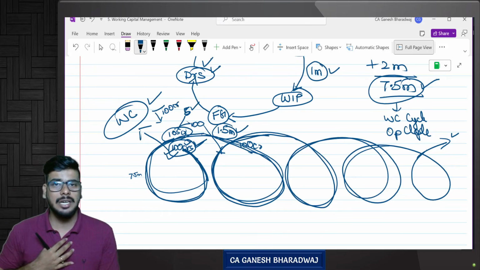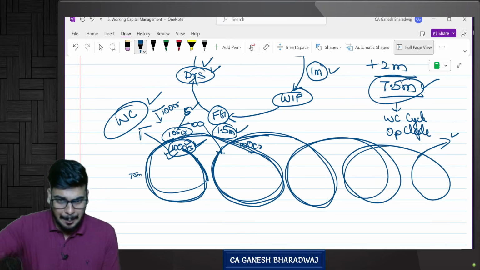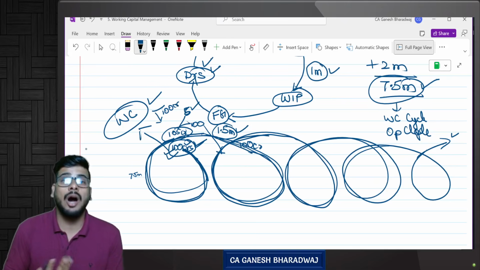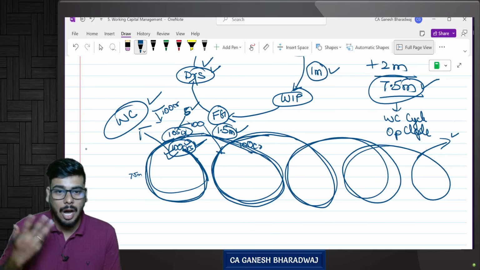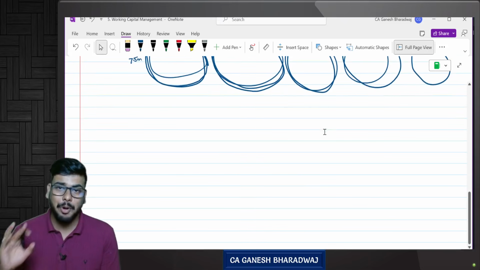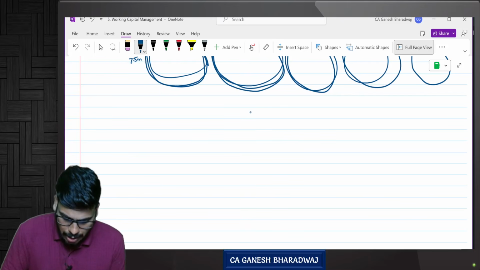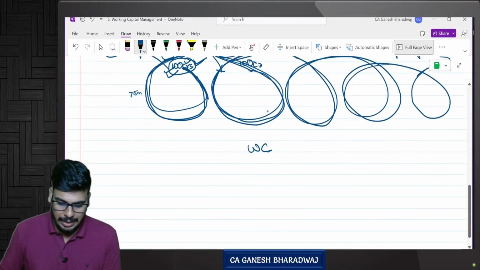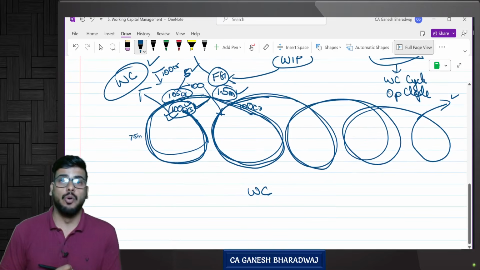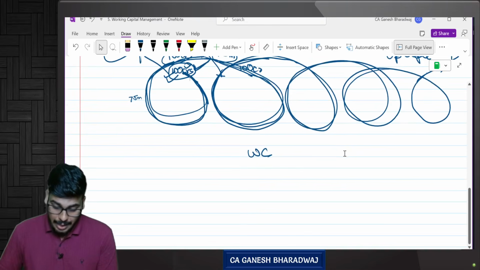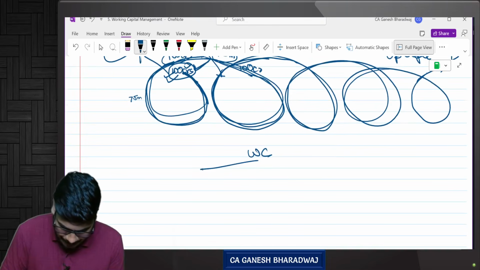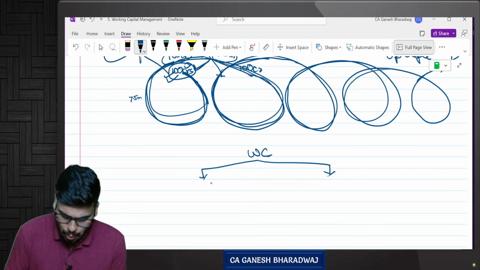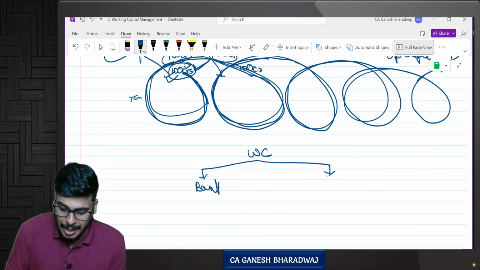Now, I need 100 crores for what? For my working capital, day-to-day functioning. Now, how can I get this 100 crores? Broadly, there are two ways. So working capital investment, how much is the working capital investment amount that I need? 100 crores, correct? How will I finance this working capital? There are broadly two ways. One is you can go to a bank and you can ask them for a loan.